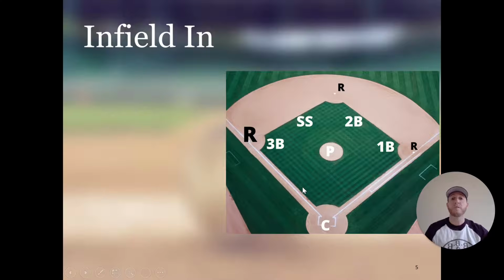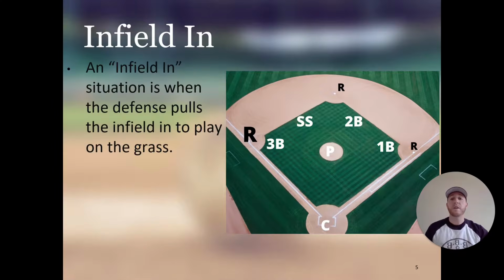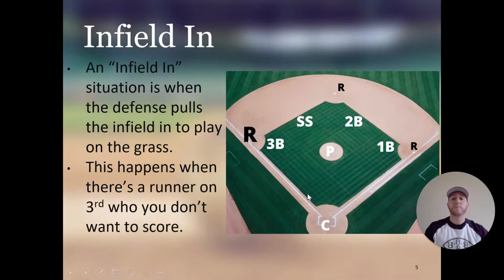The next one, infield in. So an infield in situation is when the defense pulls the infield in to play on the grass. This happens when there's a runner on third who you don't want to score. Let's say it's the last inning and this is the winning run on third base, and if they score, the game's over. You will probably bring your infield in and play on the grass.